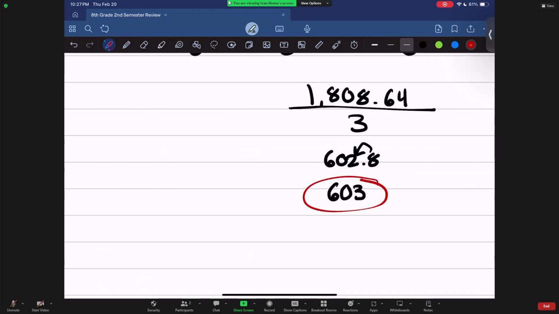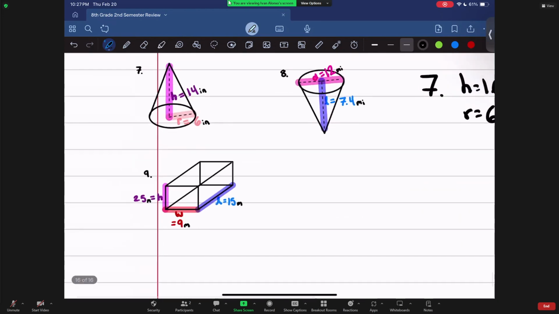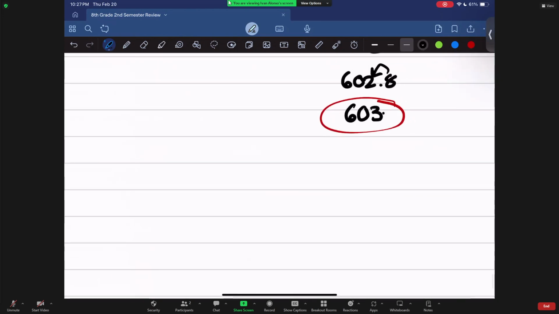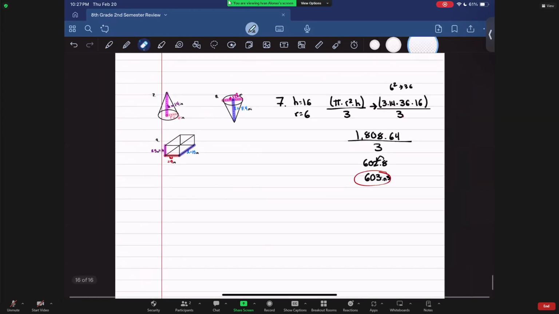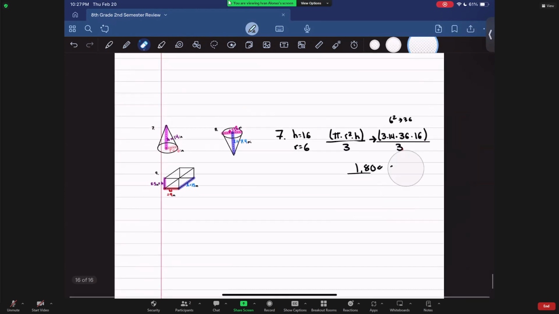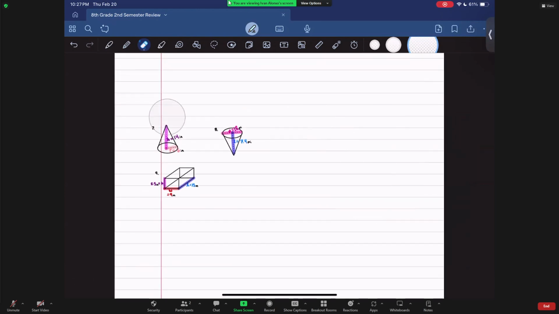Cool. And once again, can't forget it. Our units for this were what? Inches. Inches cubed. Okay, so that's done. Take a look at it. Now, obviously, try this next one. Pause the video if you haven't tried them already.